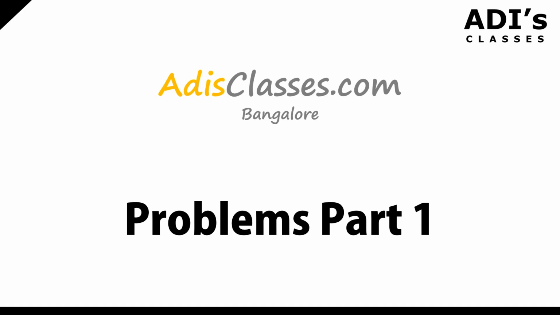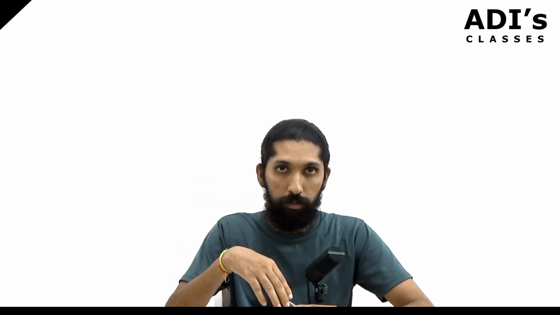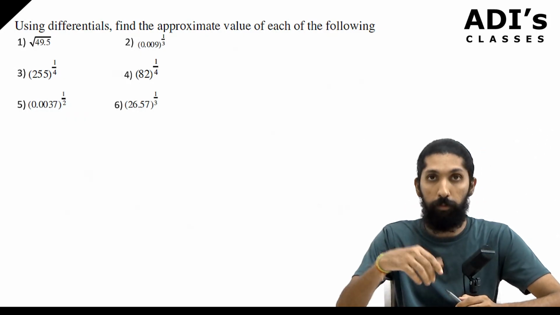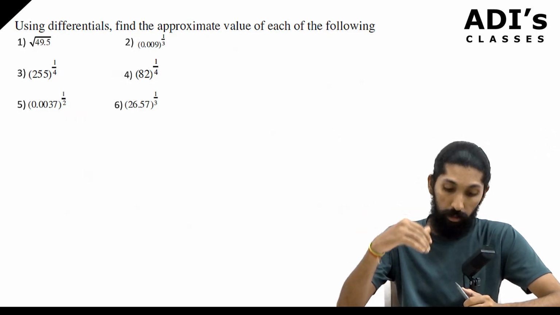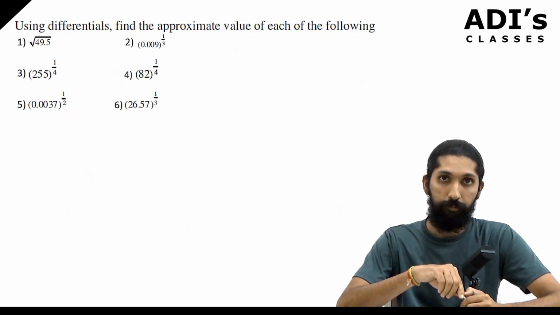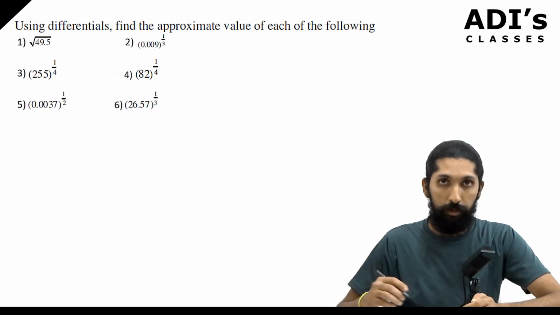Let's do a few problems based on these errors and approximations, all right? See, here in the first type of problem, you try to approximate the value, like what you're seeing here on the screen, all right? Let's do a few problems.